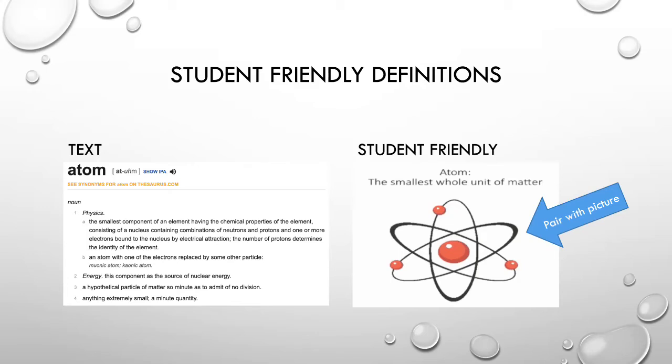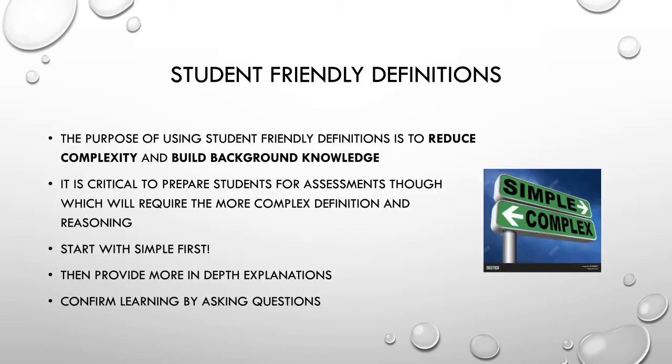Rather, on the right-hand side, there's a student-friendly definition, the smallest whole unit of matter. And it's also paired with a picture to help with that visual support. This is going to be much easier for a student to remember. And the purpose of using these student-friendly definitions is really to reduce that complexity and to build that background knowledge, to make that connection with the learner's brain.